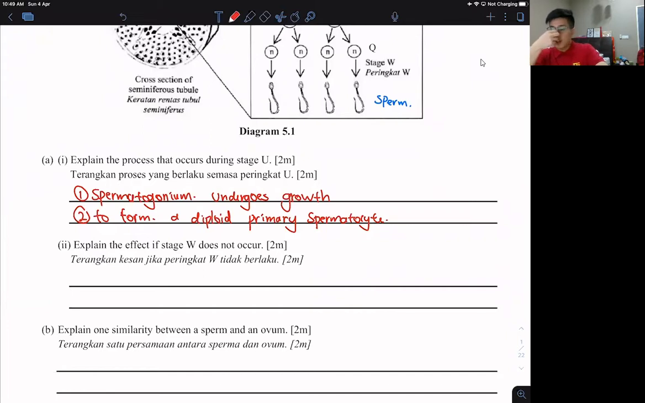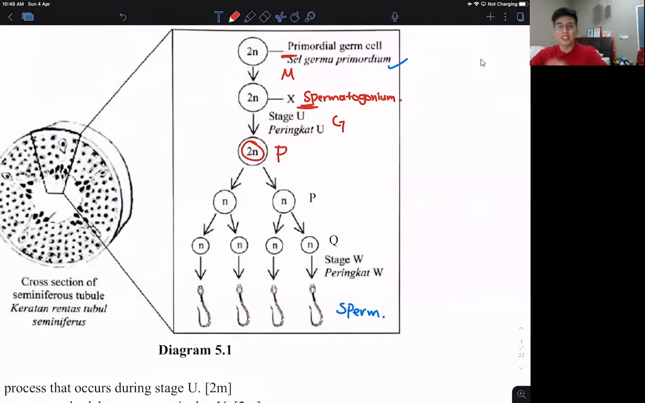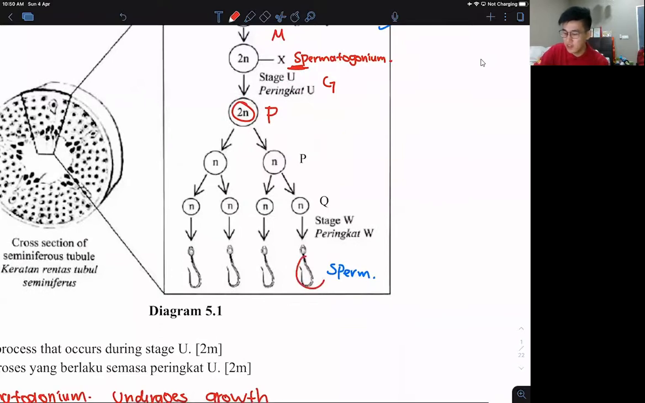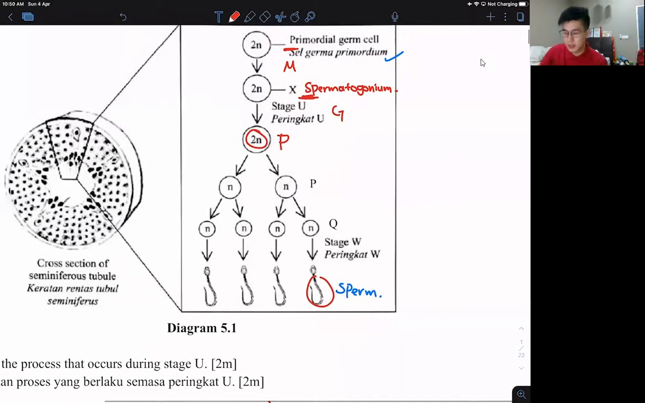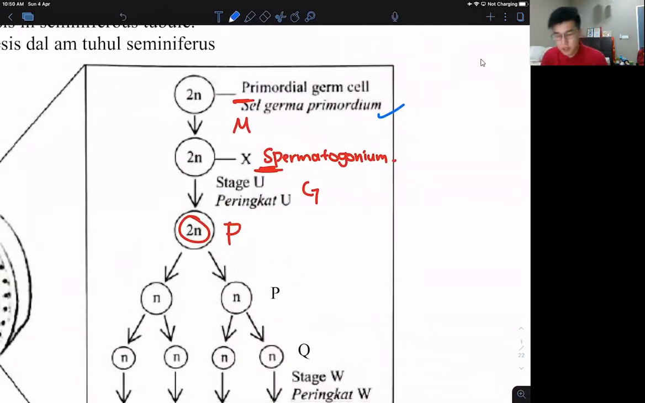A2, explain the effect if stage W does not occur. Stage W, all right? Fast forward all the way to the last stage where I become a sperm. No, not meiosis 2. Last process, I form a tail. It's differentiation. Okay, so complete the process. You just write down everything.